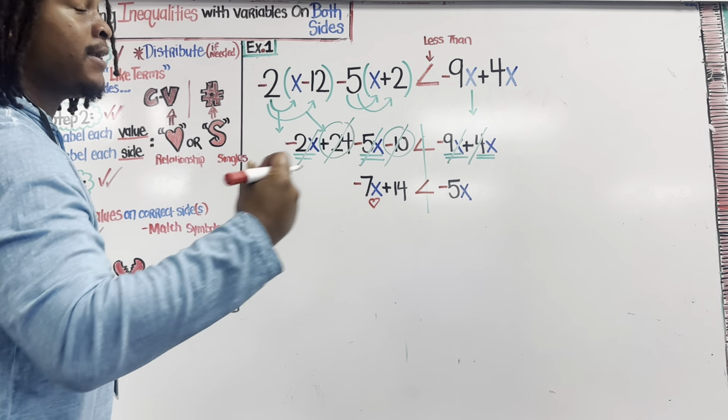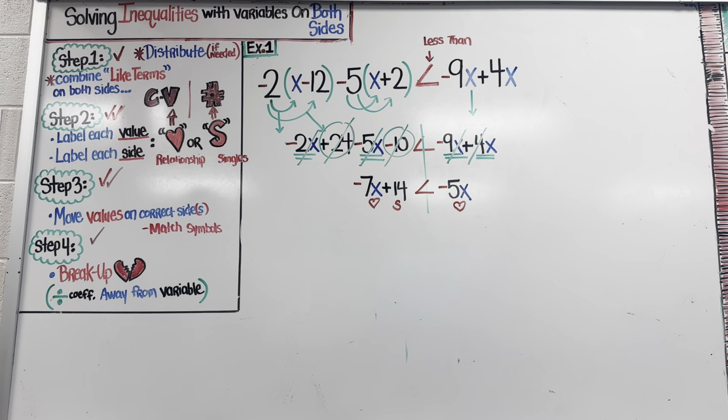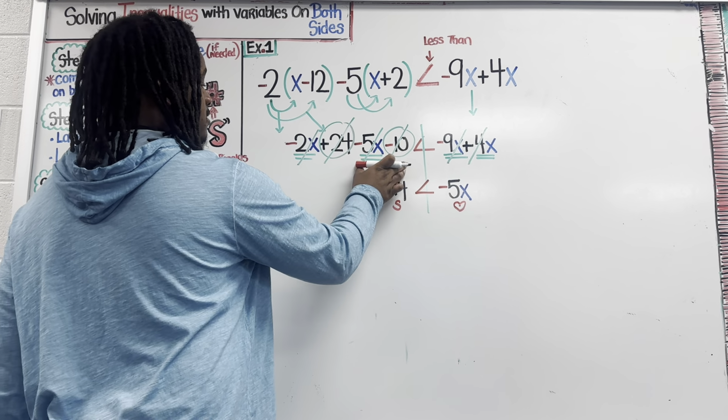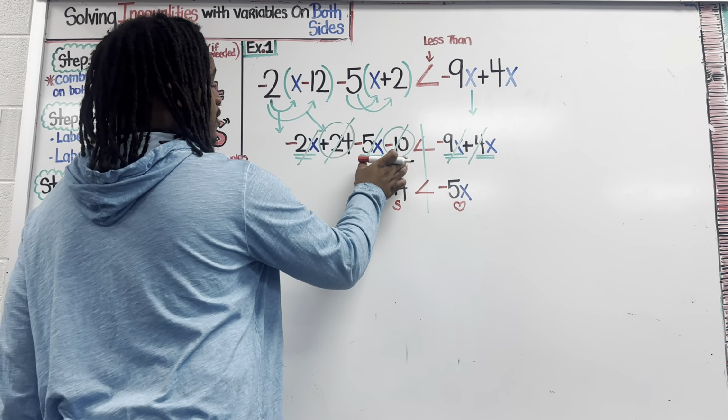Now, it doesn't matter which side, guys, that you label as the relationship side and the single side. You can label this side as the relationship side, or the side where all the coefficients and variables go.